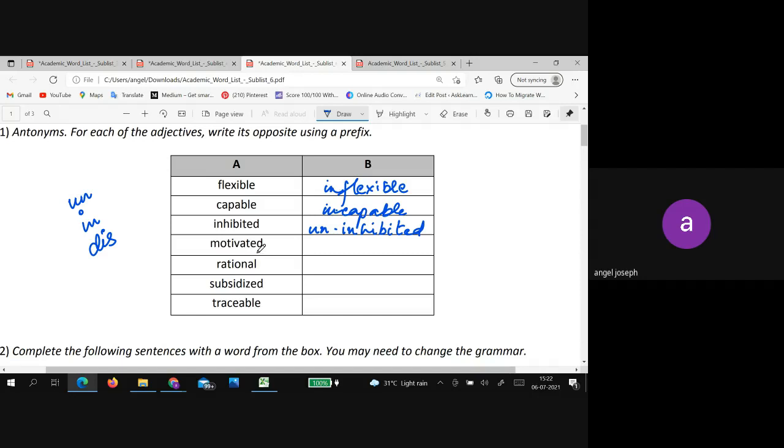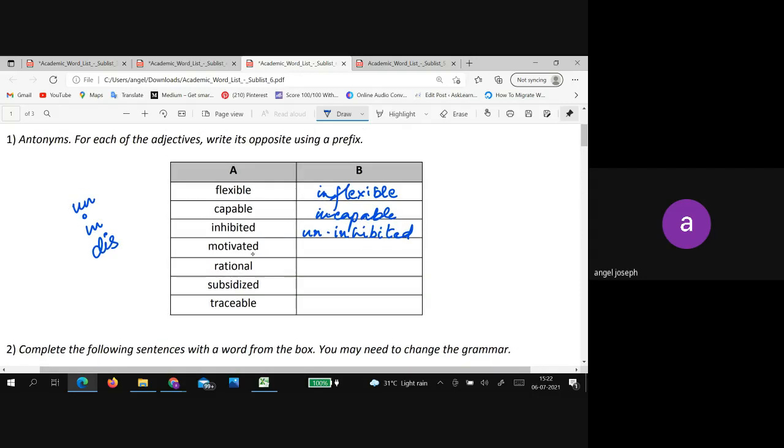So let's look at the next one. Motivate. Unmotivated. Demotivated, yes. Is there dismotivated? No. Okay. Demotivated. This one is not there in this list. Irrational. Very good. Irrational, IRRA. It comes like this.